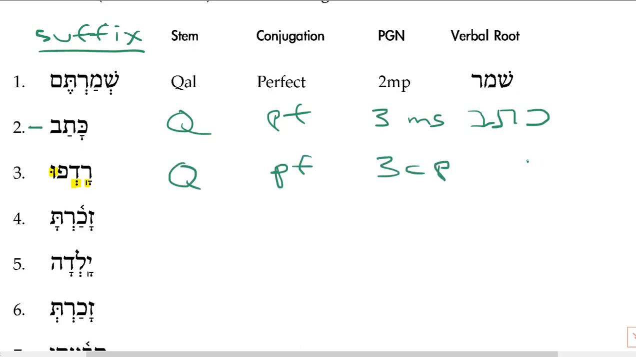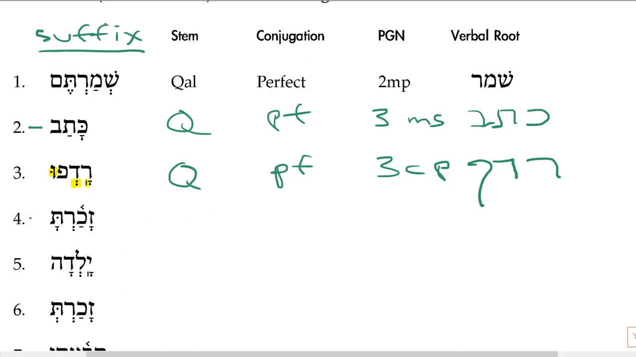And the root here is radaf. We have to write those carefully to distinguish a resh from a dalet and then a final pe. In this case, notice that the pe is no longer final because it's got an ending. But when I write the root, it's got a final pe. So radaf, and that would be translated, they pursued. So radaf is to pursue. We see it in Exodus 15. The Pharaoh's army pursued after the Israelites.